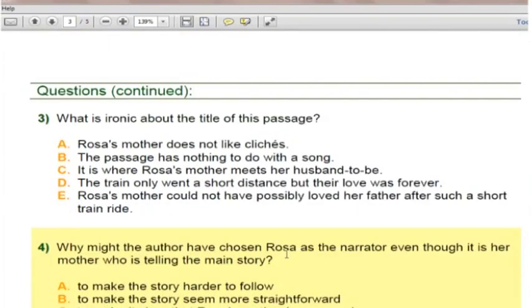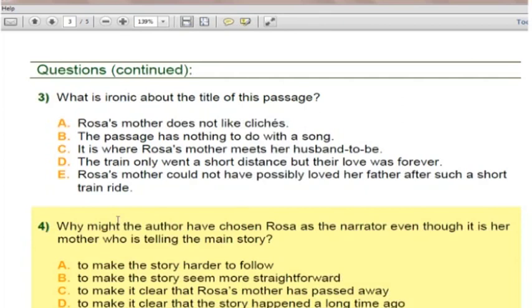What is ironic about the title of this passage? Rosa's mother does not like glitches. The passage has nothing to do with the song. It is where Rosa's mother meets her husband to be. The train only went a short distance, but their love was forever. Rosa's mother could not have possibly loved her father after such a short train ride. You're supposed to answer it on your own.